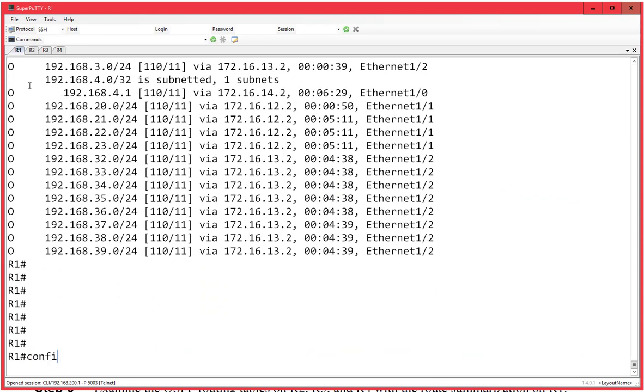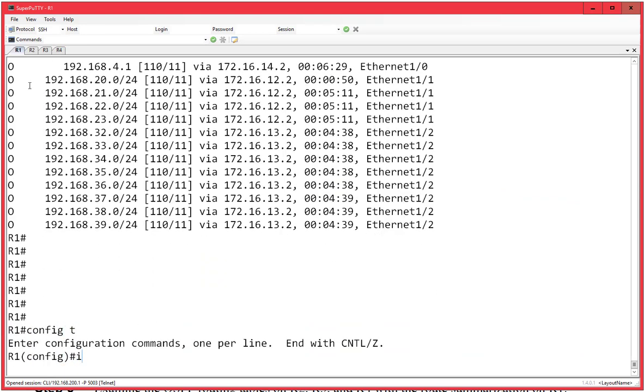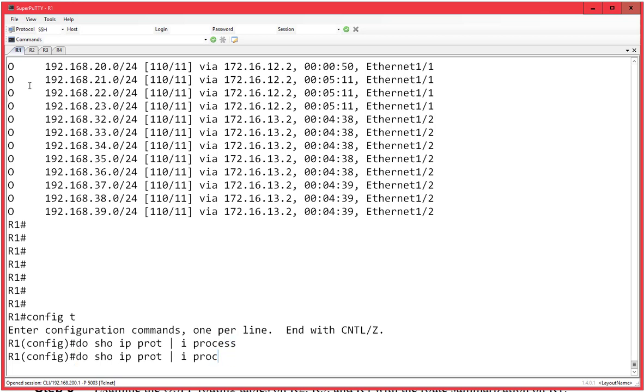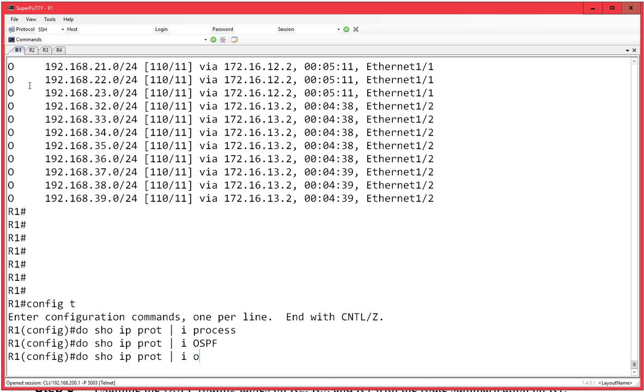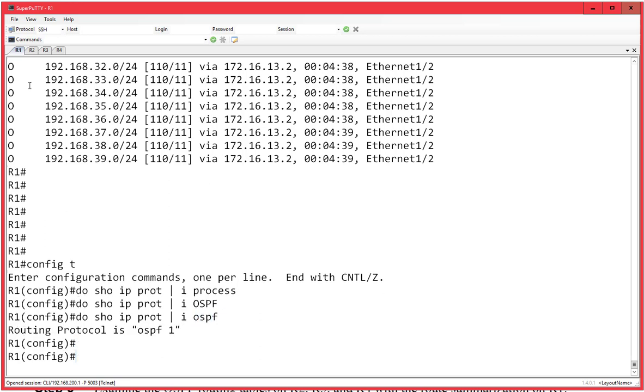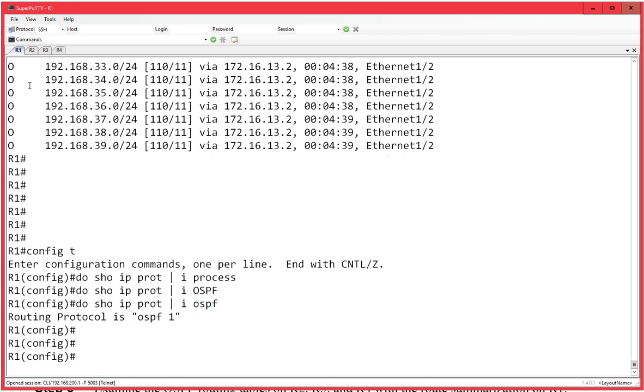That's under the process, config T. Router OSPF 1. Let me make sure I'm using process ID 1. To show IP protocols, pipe include OSPF. There we go. OSPF 1. All right, so routing protocols OSPF 1.